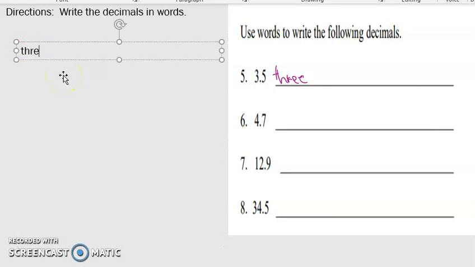So I would write 3 and, why am I putting it, where's this and coming from? It's coming from the decimal. 3 5/10. There you go. 3 5/10. You do the next 3. Pause the video.